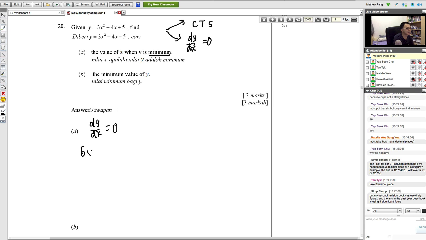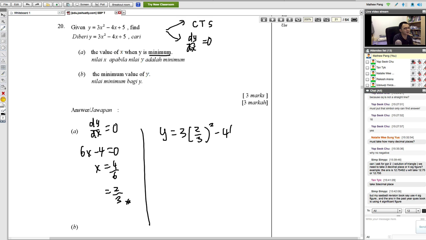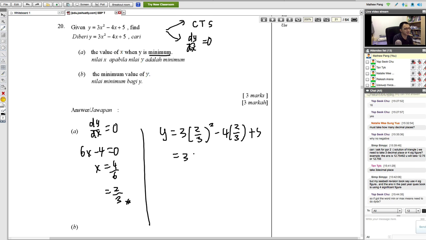So therefore my 6x minus 4 equals 0. x equals 4 over 6, which is 2 over 3. Then I'm done. The question asks you to find the minimum value of y, so basically you just substitute your minimum value of x into your y equation. That's all. This is 3 times (2 over 3) squared, minus 4 times 2 over 3, plus 5. So this will be 3 multiplied by 4 over 9, minus 8 over 3, plus 5. You can use a calculator to solve this one, but I just do it manually lah.